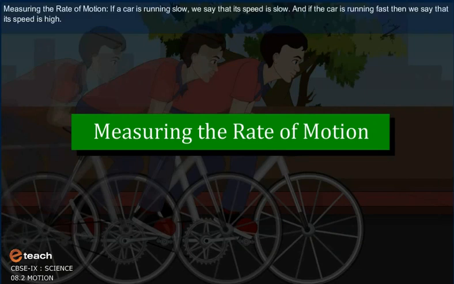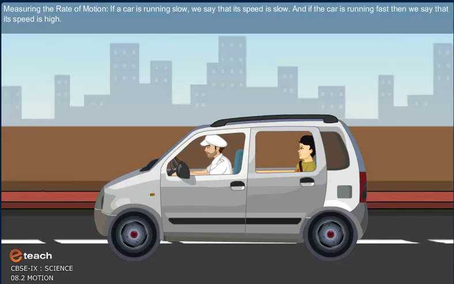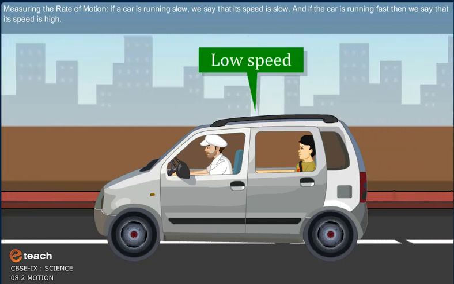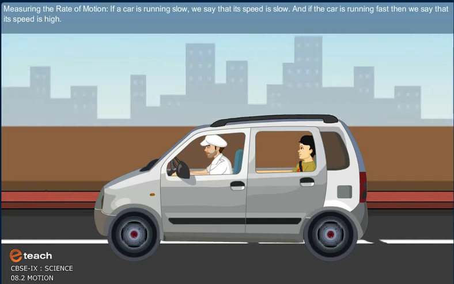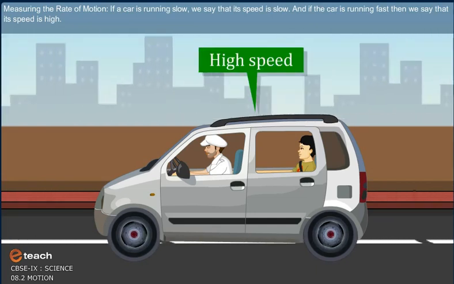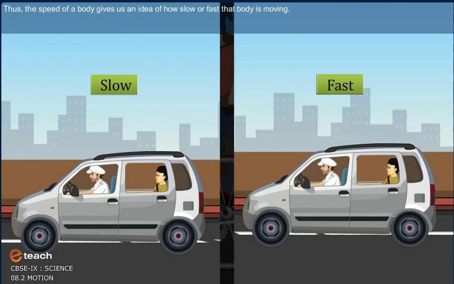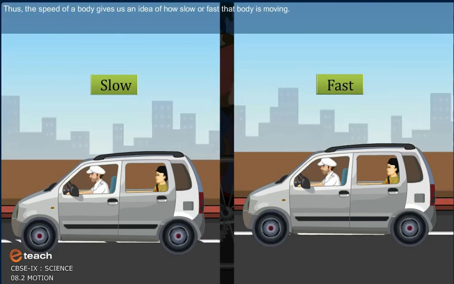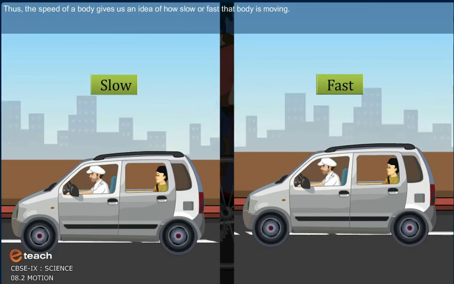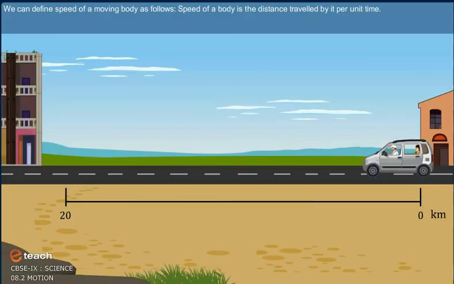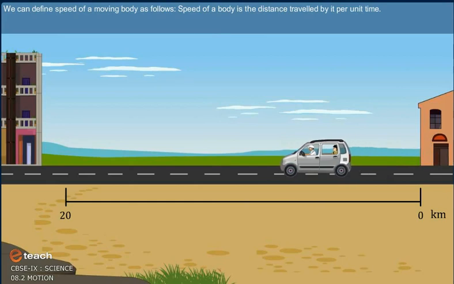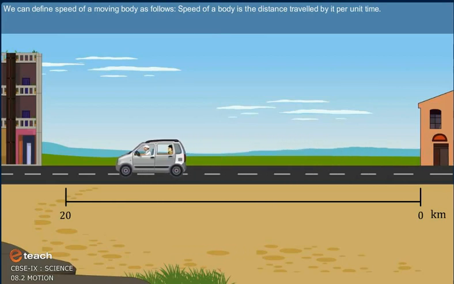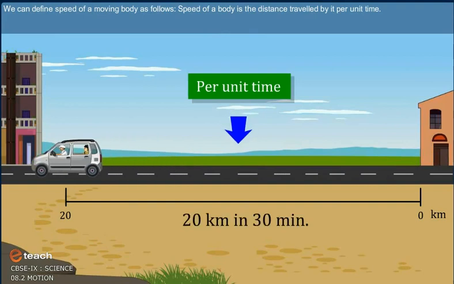Measuring the rate of motion. If a car is running slow, we say that its speed is slow. And if the car is running fast, then we say that its speed is high. Thus, the speed of a body gives us an idea of how slow or fast the body is moving. We can define speed of a moving body as follows. Speed of the body is the distance traveled by it per unit time.